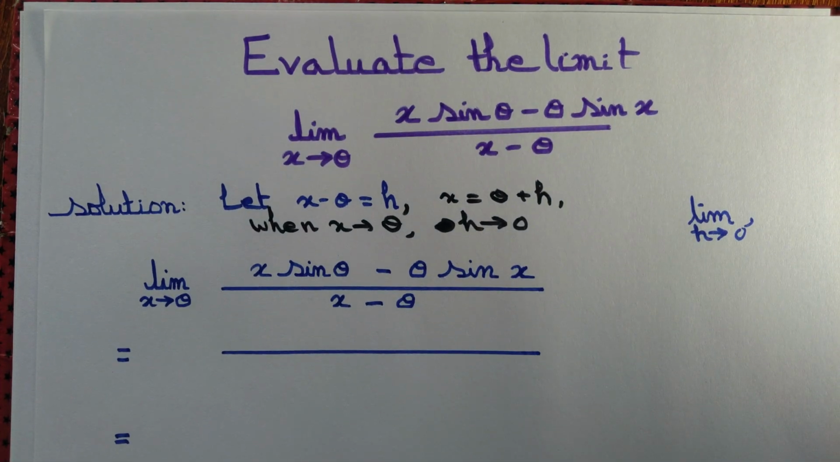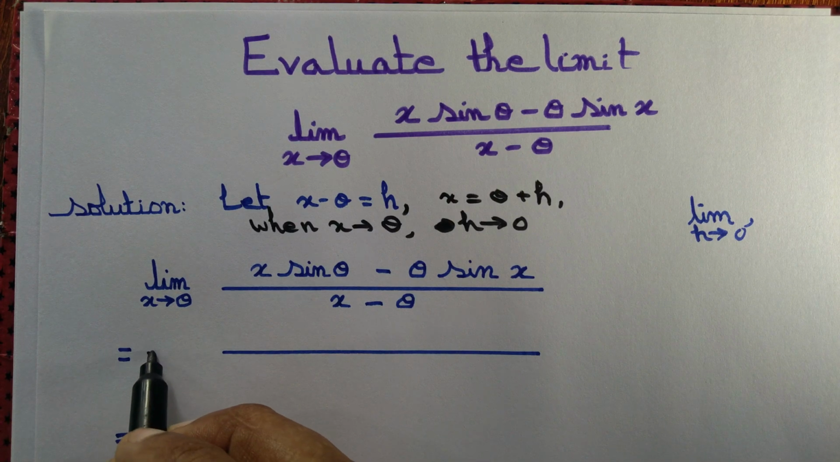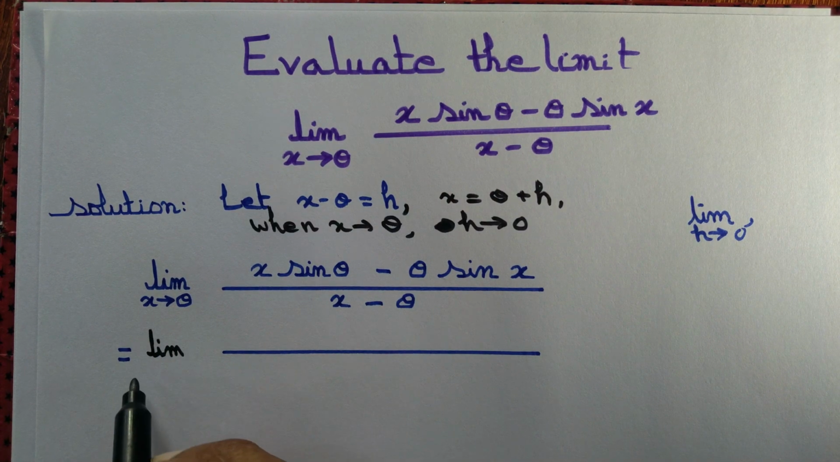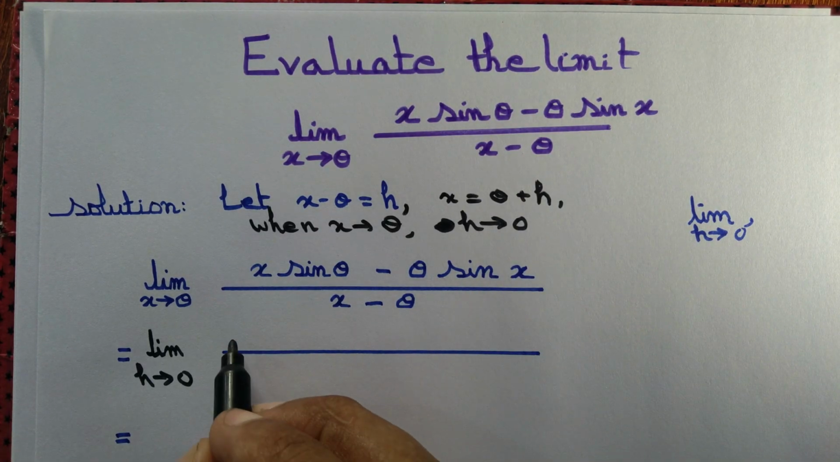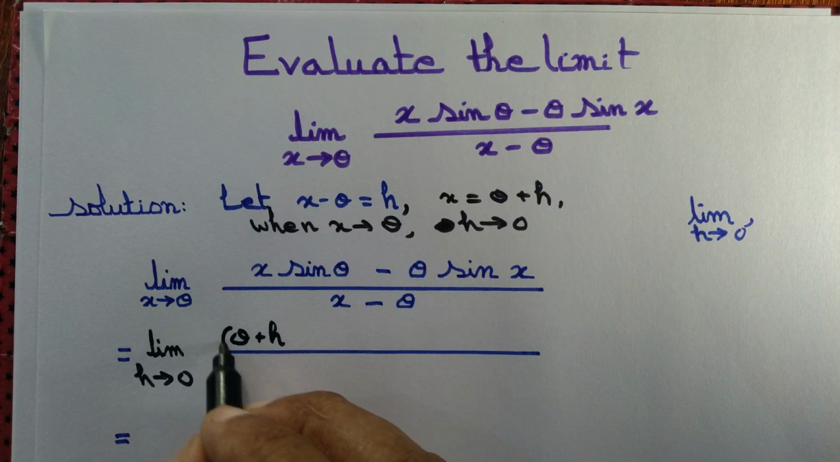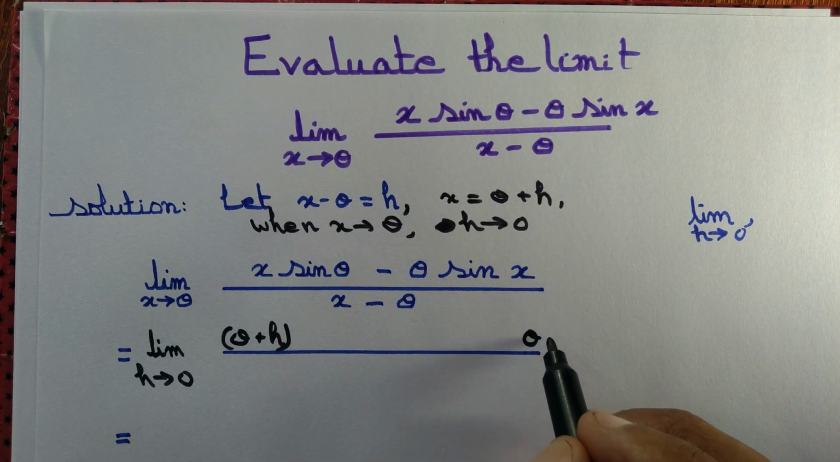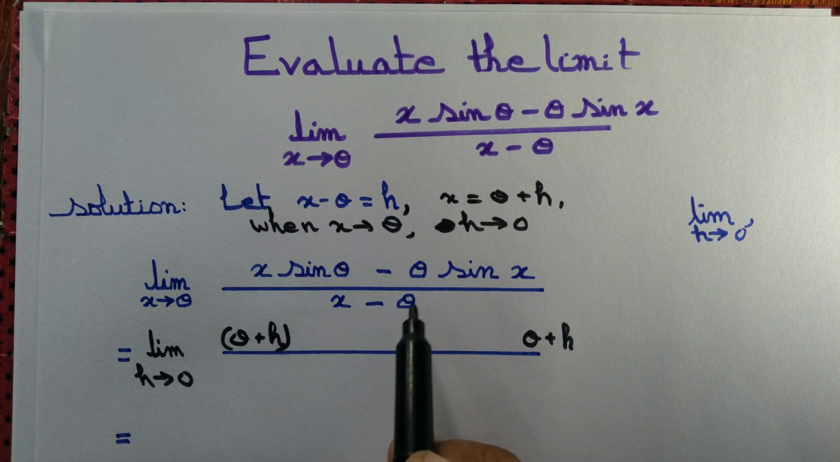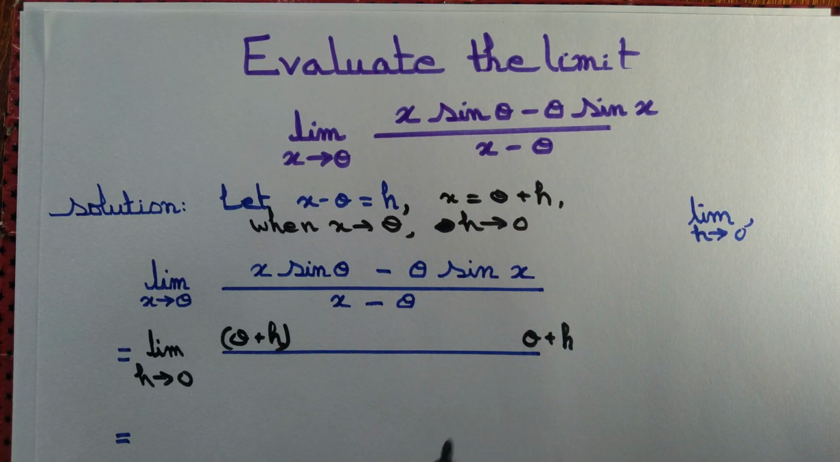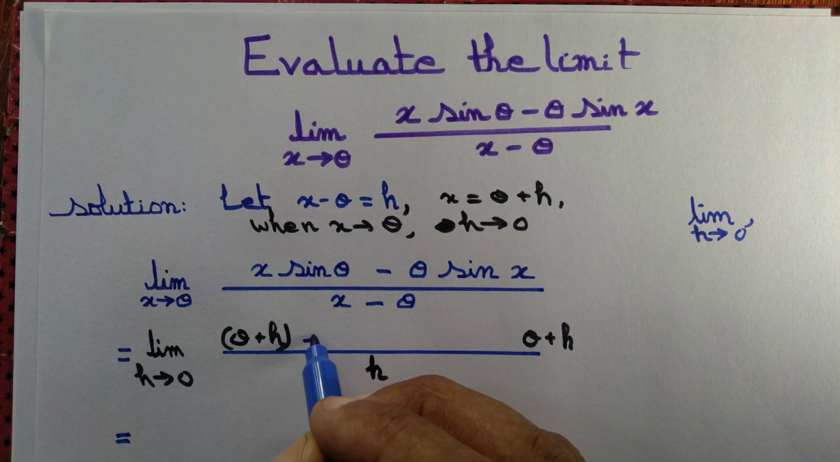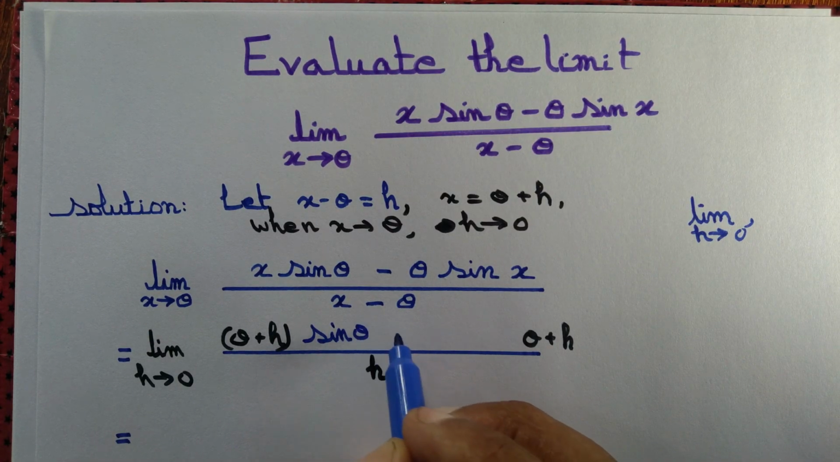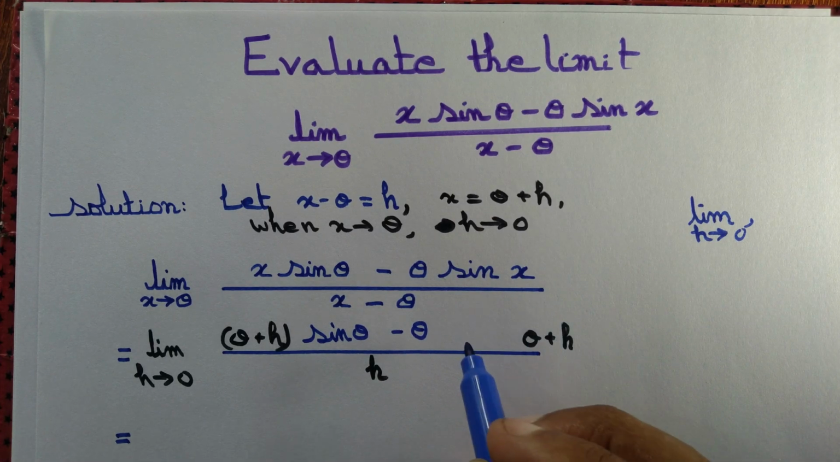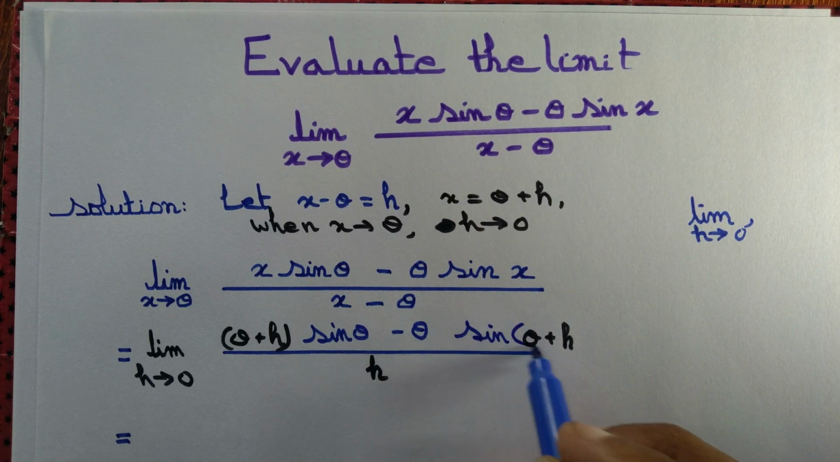So this limit is exactly equal to limit h tends to 0. Instead of x, I should write theta plus h, or x minus theta equal to h. So I can simply write x minus theta equal to h. Rest of the expression I can copy as it is. Sin theta I can copy as it is. Theta I can copy as it is. Sine of x, so I should write sine of theta plus h.